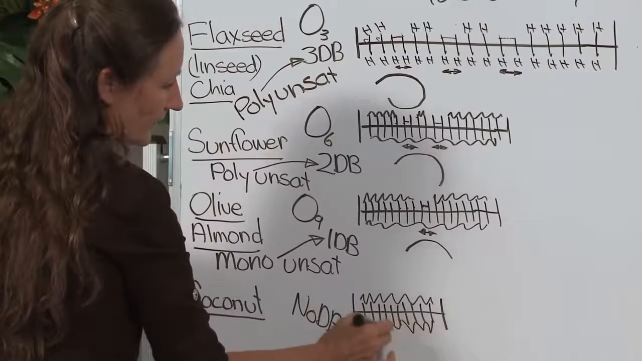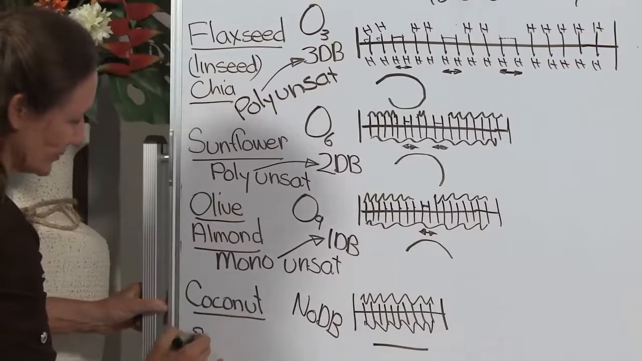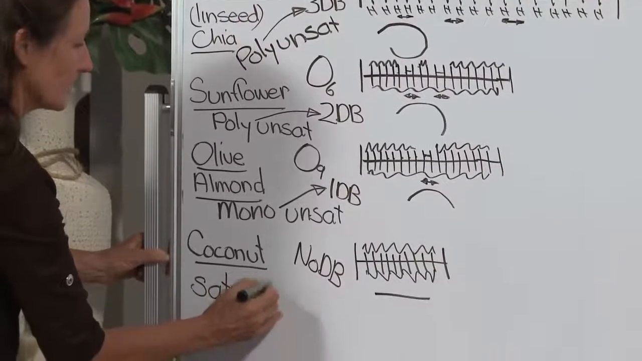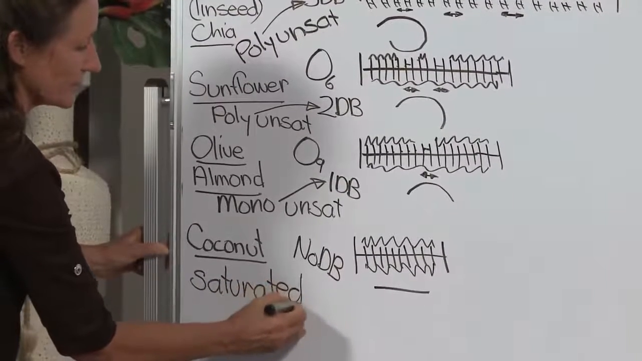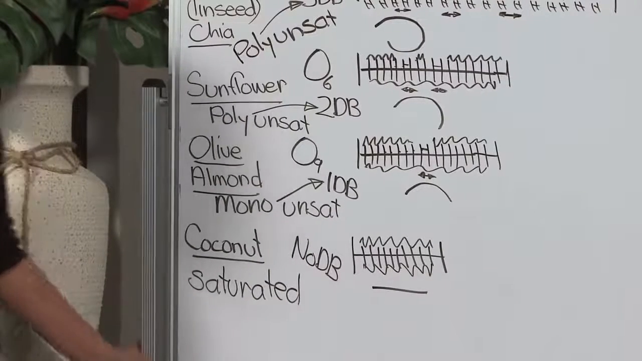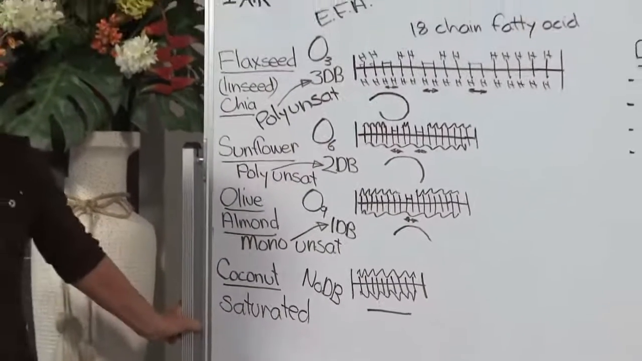And in the cold weather, it's a solid fat. So this fat is called a saturated fat. Saturated because there are no double bonds. So what is the best oil? Well, which body function are you talking about? Because our body uses them all and it needs them all.